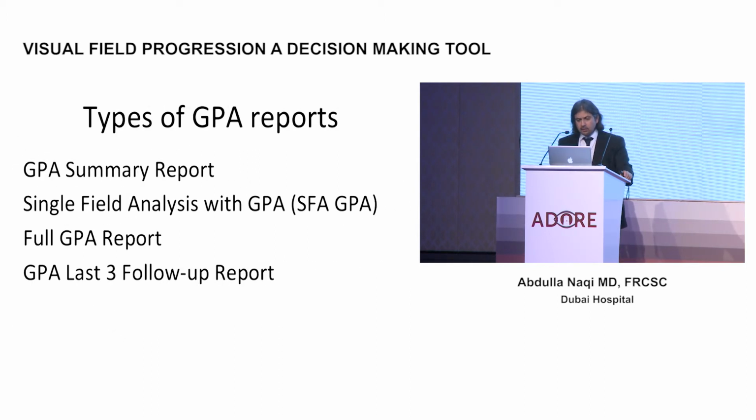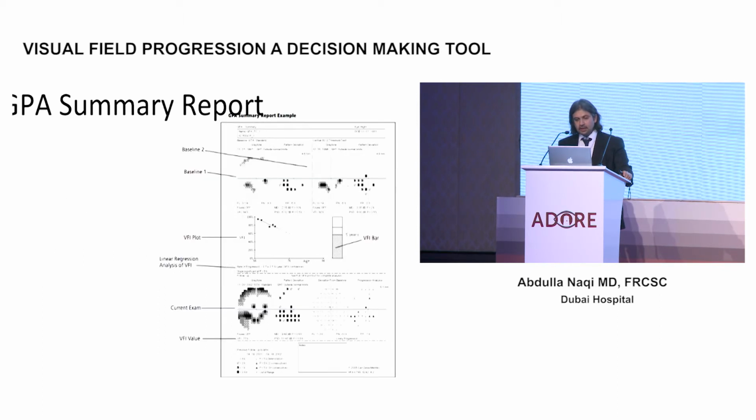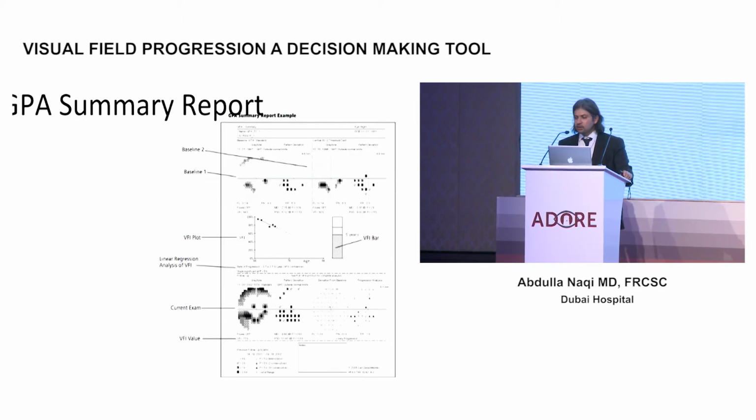So there are 4 types of visual field analysis. I'm just going to mention them because of the shortage of time; I'm not going to go through all of them. The GPA summary report is the most concise, and it gives you the most information that you need. There is also single field analysis with GPA, the full glaucoma GPA report, and the GPA last follow-up report. So I'm just going to go through the GPA summary report because this is what we actually look at.